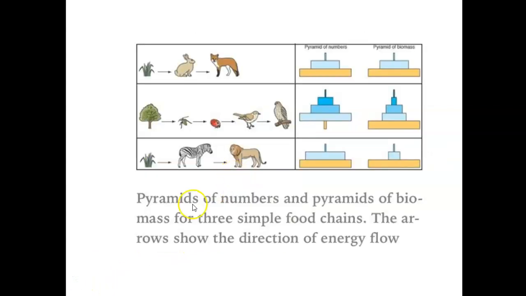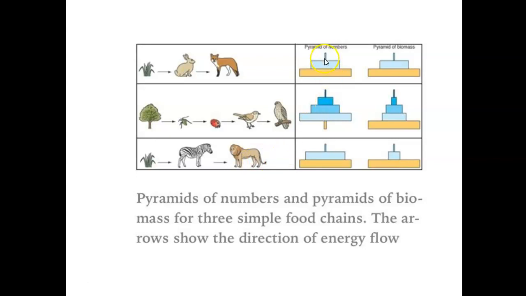All right, so here's a good example right here. These are pyramids of numbers and pyramids of biomass for three simple food chains. So grass, rabbit, fox; tree. And think about it, the bulk of the tree doesn't change over the year, just the leaves. Insects, predatory insect, bird, predatory bird. So this is a primary consumer, secondary, tertiary, quaternary consumer right here. And then grass, zebra, lion, pretty obvious.